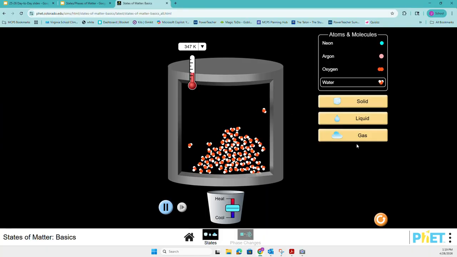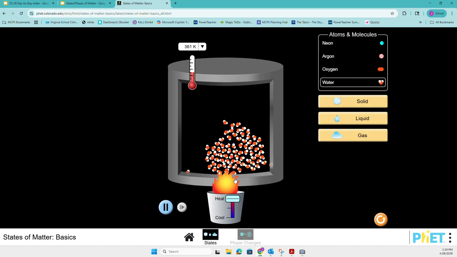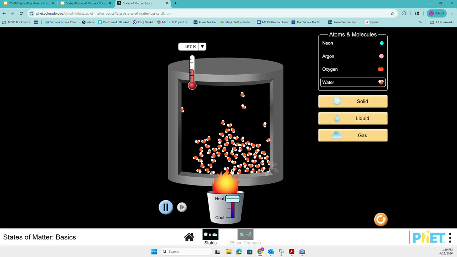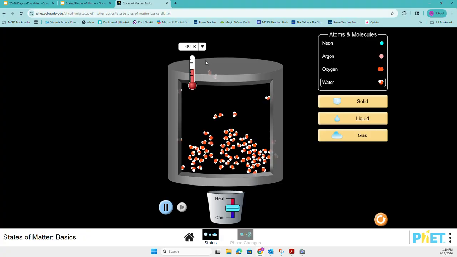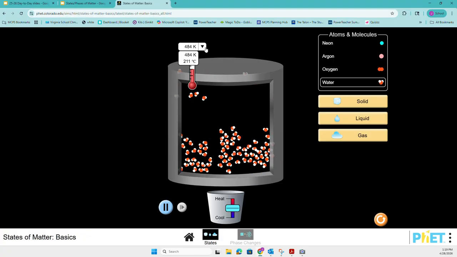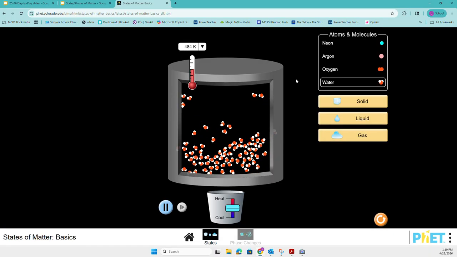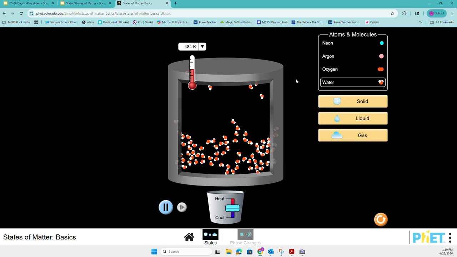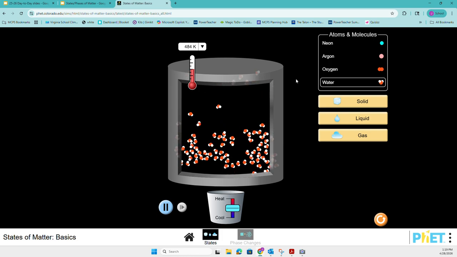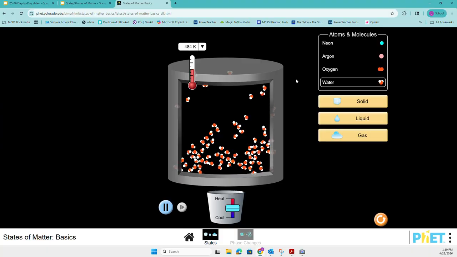Now, if I crank this temperature up even more, let's keep this party rolling. They're boiling away. So I'm at 484 Kelvin, 211 degrees Celsius. What state is my matter in right now? My water. Is it a solid, liquid, or a gas? Gas.